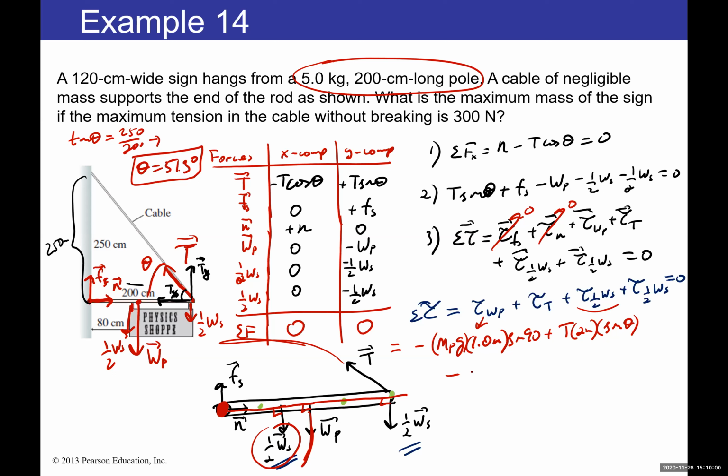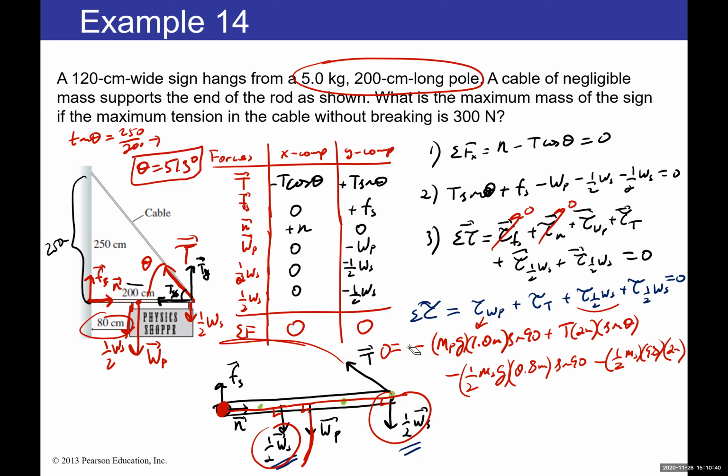So minus 1/2 mass of the sign times g. So this is its magnitude. Then the distance, and I can see it's given that it's 80 centimeters from the left end, right? So it's basically 0.8 meters. Then sine of 90. Then minus the second half of the weight of the sign. Same way, 1/2 mass of the sign times 9.8 times the distance, and the distance here is 2 meters. And again, it's sine of 90, so I can just ignore that. So that all equals 0.